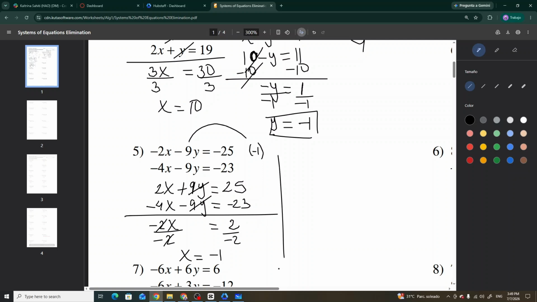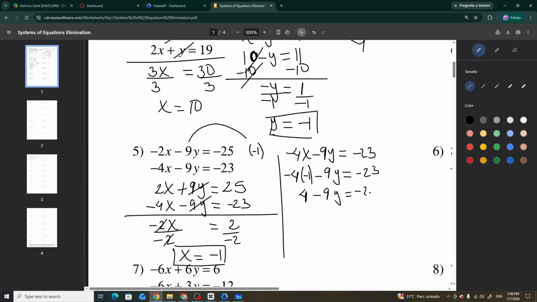Now I have to find the value of y. I already have the value of x, right? I can choose any of the equations. I'm choosing the second one: negative 4x minus 9y equals negative 23. I'm substituting the value of x, which is negative 1: negative 4 times negative 1 minus 9y equals negative 23. Negative 4 times negative 1 is positive 4, so 4 minus 9y equals negative 23.